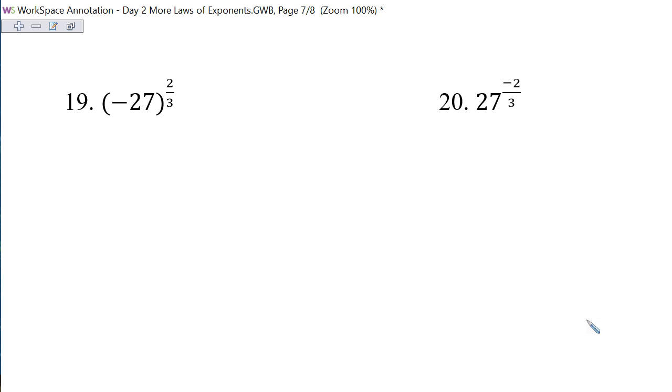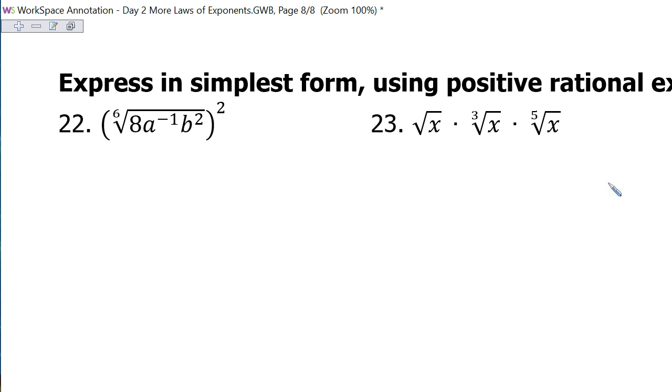And 20. And 21. Number 21 will be imaginary. Yes, do the next three: 19, 20, and 21. And 21 will be imaginary.